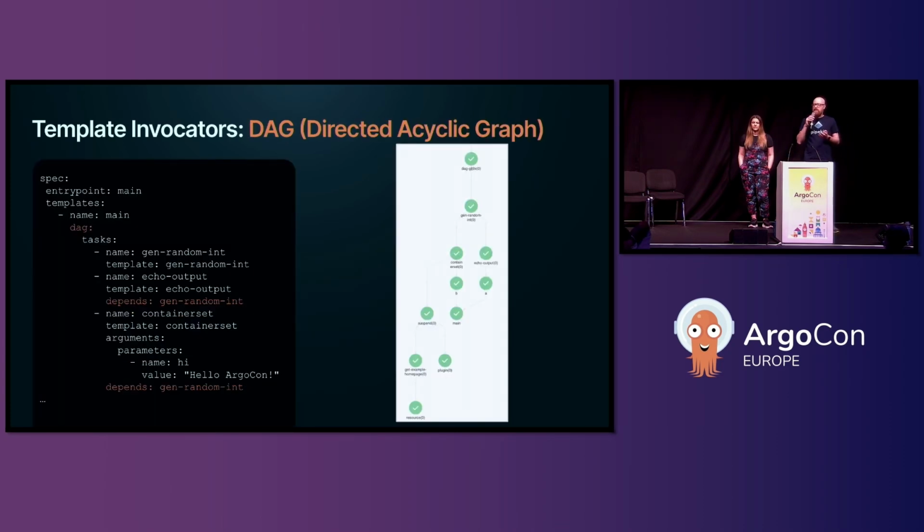The other template invocator we can use is a DAG. A DAG template invocator allows us to define tasks as a graph of dependencies rather than a list of steps. In other words, in a DAG, you list all your tasks and you set which others must complete before a particular task can begin. Tasks with no dependencies will be run immediately. So in our example here, the gen_rand int task will run immediately. It has no dependencies. Any others, however many, that also have no dependencies will also be run in parallel with it. Our echo output and container set tasks both depend on gen_random_int, so once that one finishes, these next two will be run in parallel.